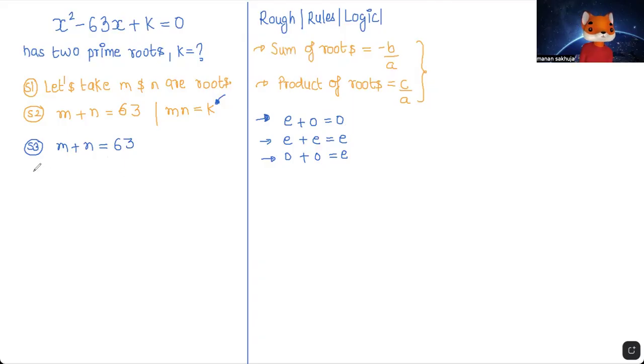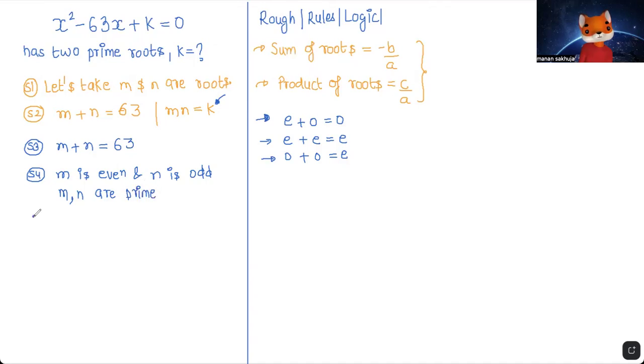Now students, based on this knowledge, I can say m is even and n is odd, and also vice versa, because it's not like m should be even only, it can be odd and n is even. And also it's given m and n are prime. That's given to us. M and n are prime.